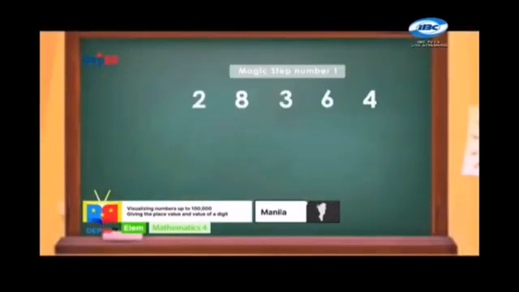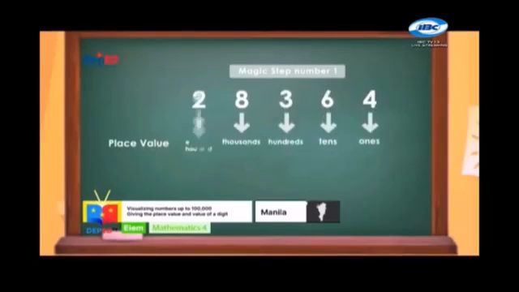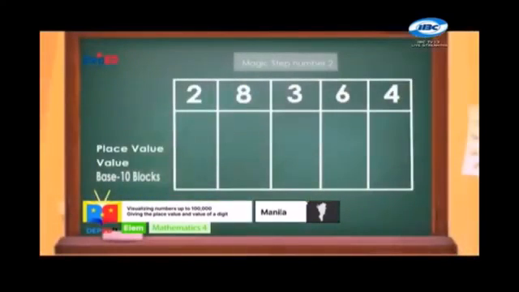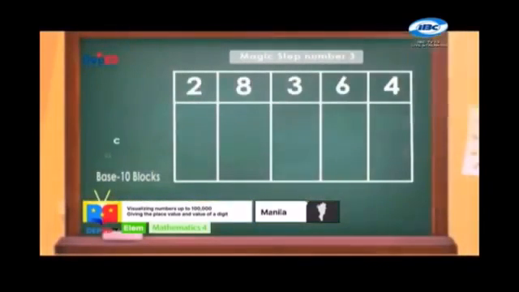Magic step number 1. Determine the place value of each number. Try it. Ones, tens, hundreds, thousands, 10,000s. Magic step number 2. Make a table separating the place value of each number. Magic step number 3. Draw blocks, flats, longs, and units on each column.